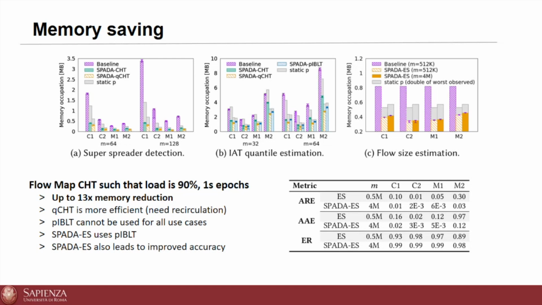Moreover, what's interesting for the SPADA elastic sketch use case, where there's a Count-Min Sketch involved, using the same memory as in the original paper, we obtained that with our system we can represent a larger Count-Min Sketch, and so obtain better performance in terms of accuracy for the flow size estimation.